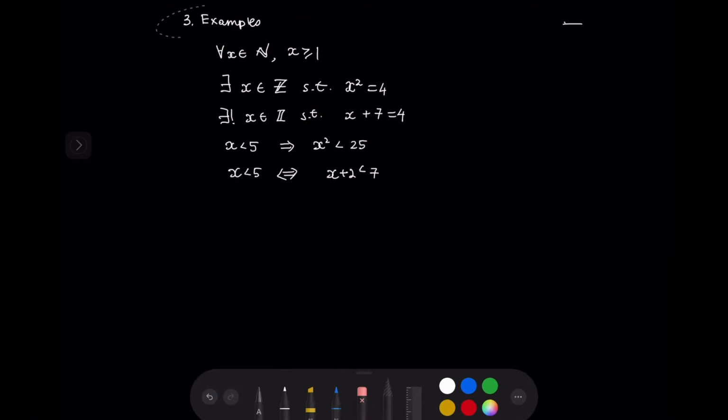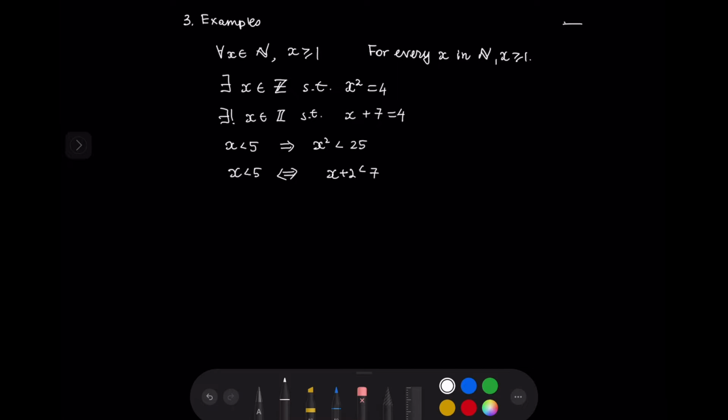So let us consider some examples of how to use quantor notation. So this statement right here, we can say that for every x in the set of natural numbers, x is greater than or equal to 1. So it basically says that every natural number is greater than or equal to 1. And since the natural numbers are 1, 2, 3, and so on, this is true.